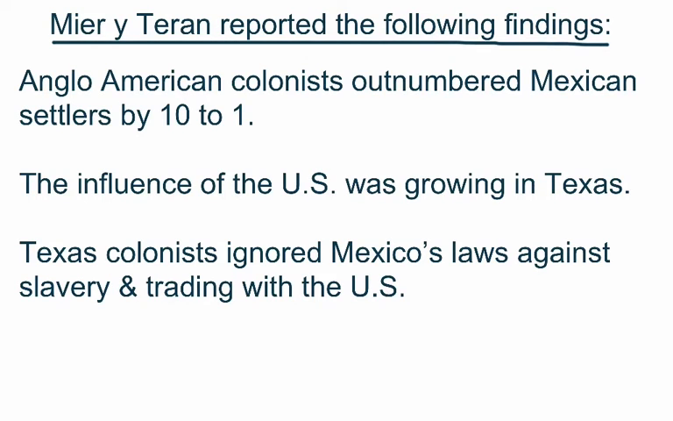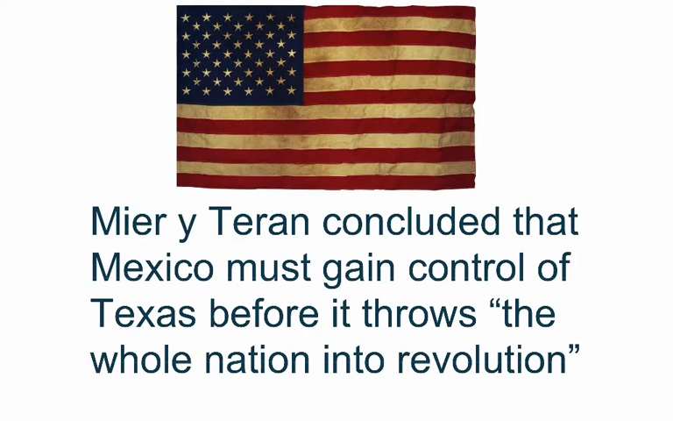Now, after his year-long travel, Mier y Terán concluded that Mexico must gain control of Texas before it throws the whole nation into a revolution, meaning that the Mexican government had to do something about it quickly and immediately. If not, the Anglo-Americans living in Texas were essentially going to overthrow the Mexican government and take it over for themselves and try to join the United States.